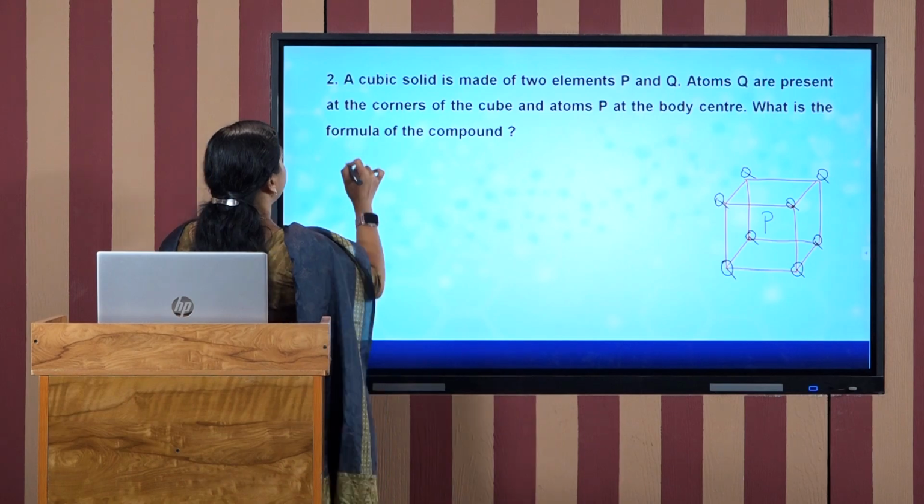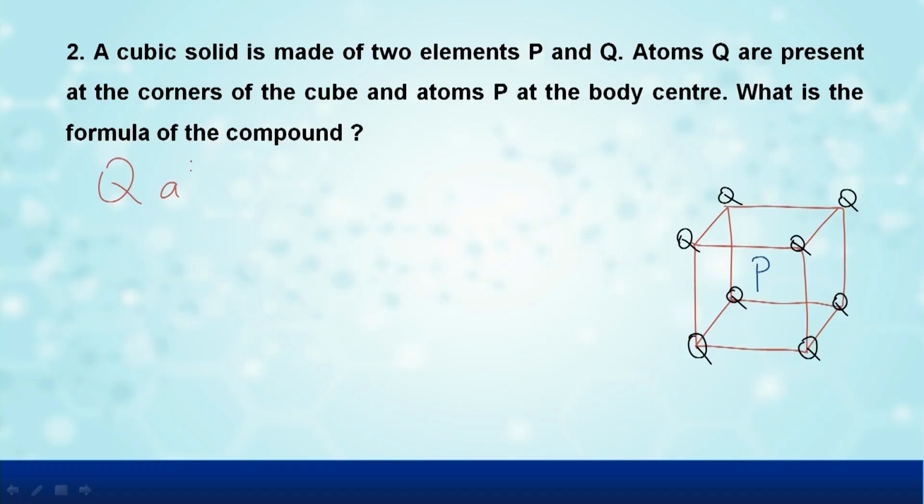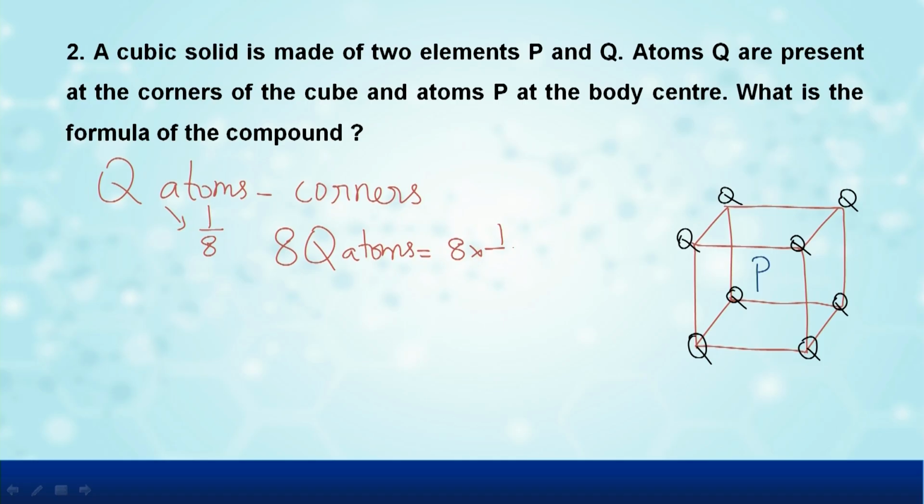So, we have the Q atoms at the corners. There are 8 corners. So 8 Q atoms. Each Q atom will contribute 1 by 8. So 8 Q atoms will contribute 8 into 1 by 8. So that is equal to 1.